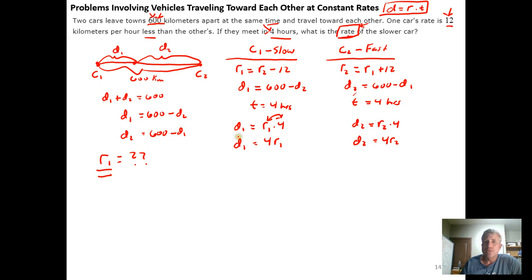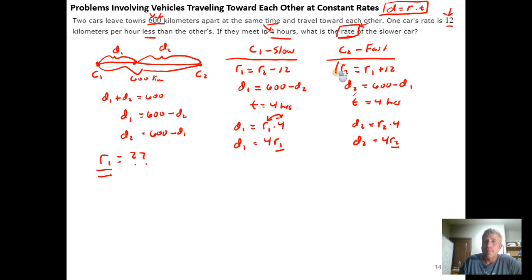So when I look at this distance equals rate times time relationship, it has r1 in it, which is what I want to find. So I'd like to leave this alone. When I look over here, I see that it has rate 2 in it, the rate of the fast car, which I don't want. So the question is, can I rewrite this rate so that it is written in terms of what I want to know, the rate of the slower car?